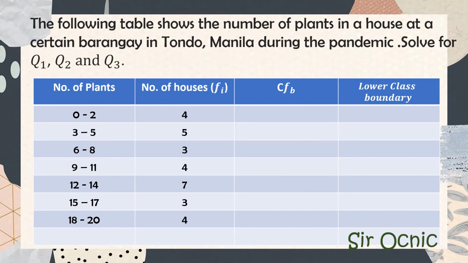Given the frequency distribution, let us identify the cumulative frequency. We will have 4. 4 plus 5 is 9. Plus 3 is equal to 12. Plus 4 is equal to 16. Plus 7 is 23. Plus 3 is 26. And plus 4 is equal to 30. That also means that our n, or the total frequency, is 30. Let us now identify the lower class boundaries. The first lower class boundary is negative 0.5, then 2.5, 5.5, 8.5, 11.5, 14.5, and 17.5.